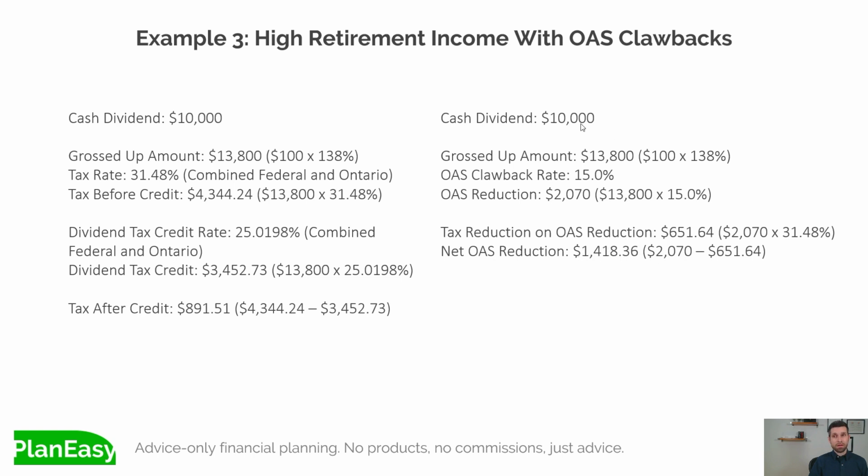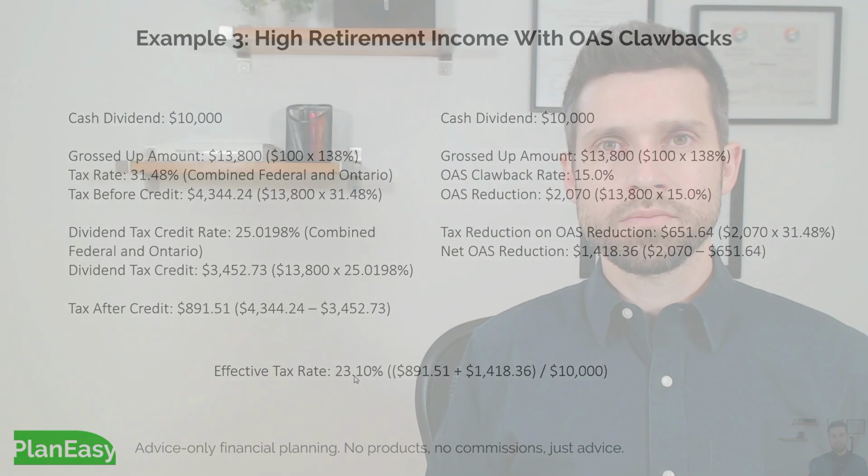So on that $10,000 dividend, we actually have a tax rate of close to 15%. So if we look at the effective tax rate, combining both the income tax effect and the old age security clawback, we end up with an effective tax rate of 23%, which isn't bad, but it's much higher than just the income tax rate alone. So in this situation, dividends are actually not the most preferred form of income in retirement. This last little bit of retirement income, it would actually be better if we had that as a capital gain versus dividend income.